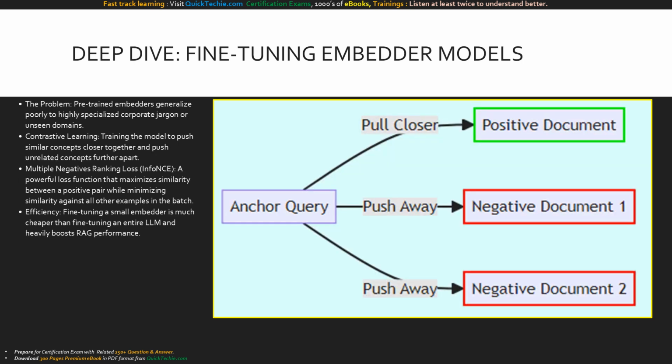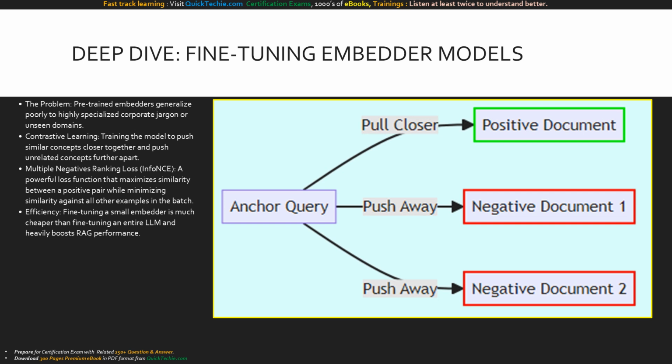Now for the deep dive, fine-tuning. Even top-tier embedders can fail on proprietary company acronyms or niche medical jargon. To fix this, we fine-tune the embedder using contrastive learning. We train the model using pairs of data: an anchor text and a positive match. We use a sophisticated loss function called multiple negatives ranking loss, or InfoNCE. This function mathematically pulls the anchor and positive match closer together in the vector space, while simultaneously pushing the anchor away from all other negative examples in the training batch. Best of all, fine-tuning a 30 million parameter embedder is exceptionally fast and cheap, yielding massive ROI for your RAG pipeline.